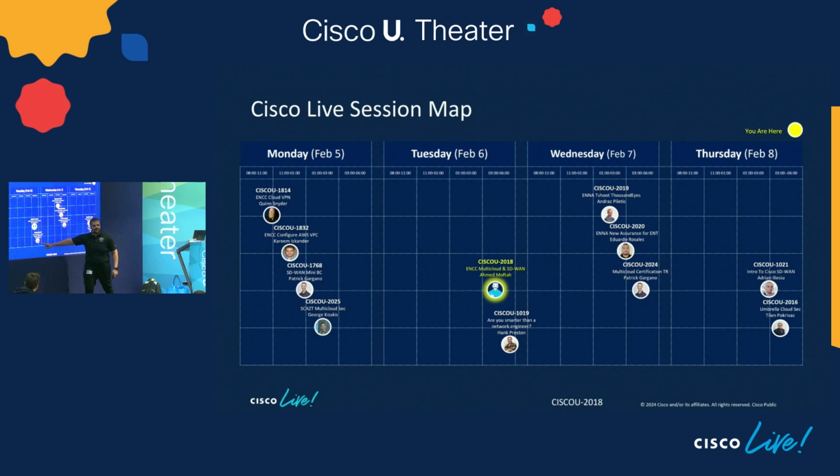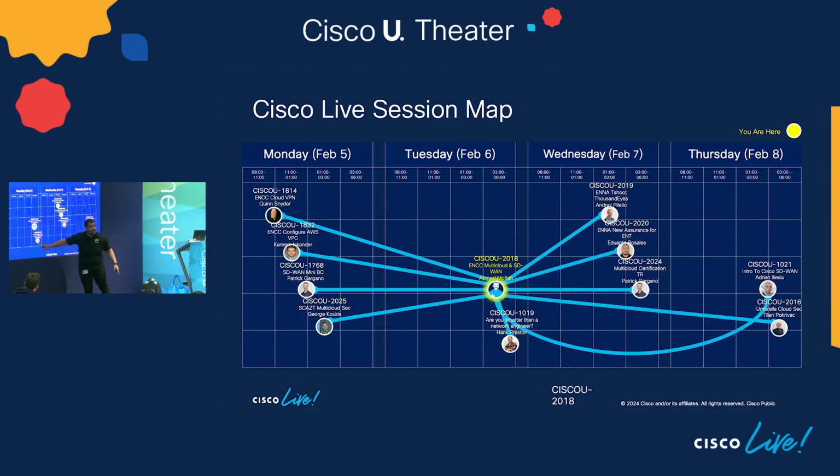Also, right after me, not right after me, but like today at 5, it's going to be Hank Preston, a distinguished engineer, who is going to be talking about how to pass exams in general, not just this class. Then we have my friend here, Andras. He's going to talk about ENNA, and also Patrick one more time tomorrow, right?